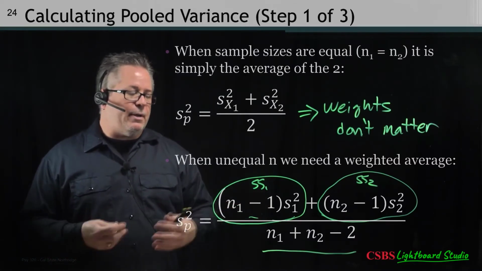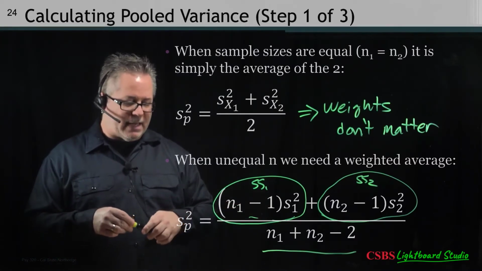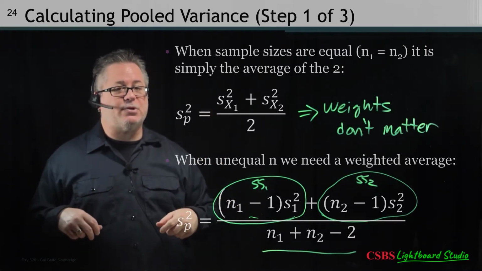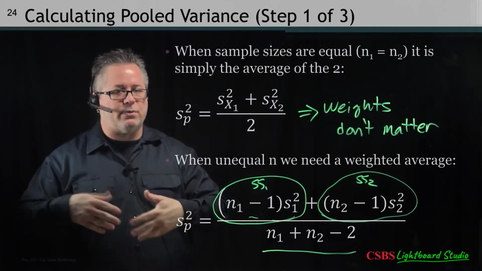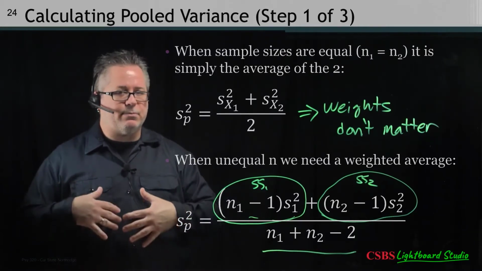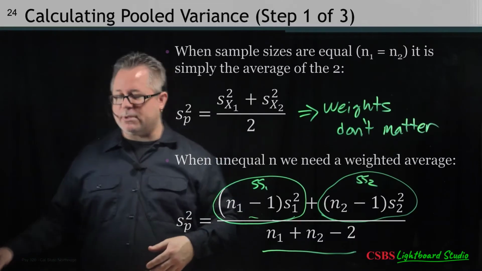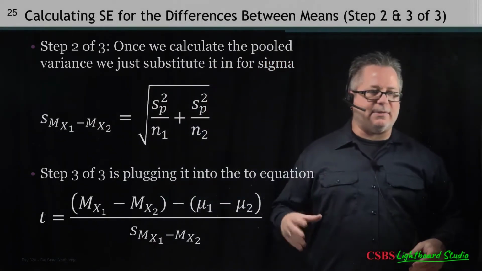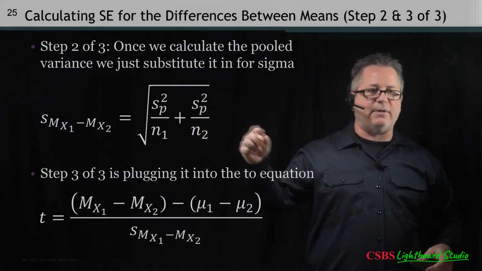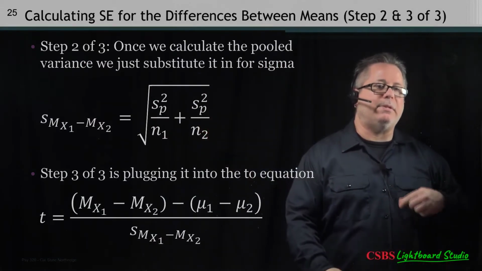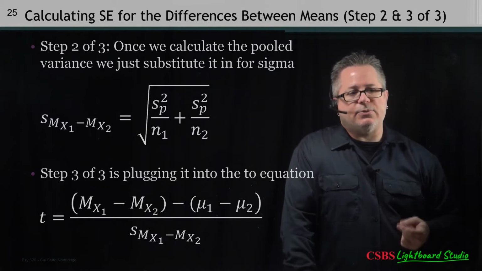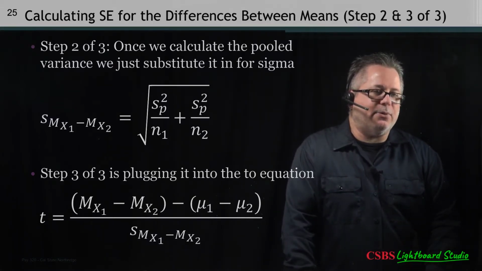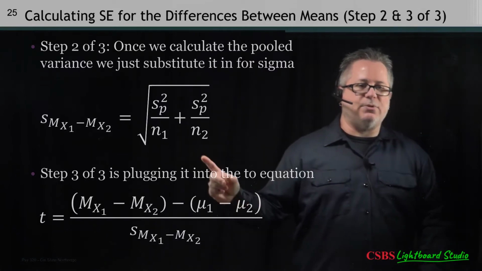So it allows the larger, better estimate of the population to contribute more to the average, which should make it a better estimate of the population in the first place. Once we have the pooled variance estimate, so we've found the S squared pooled, I'm now going to replace sigma squared, the population variance, with the pooled variance in that original equation.